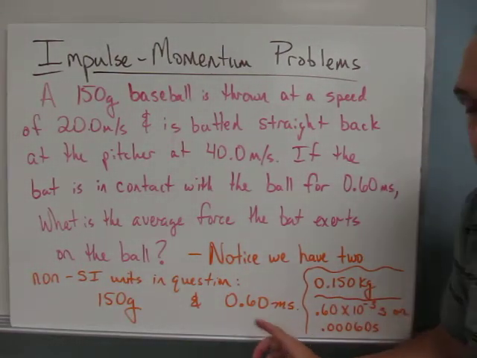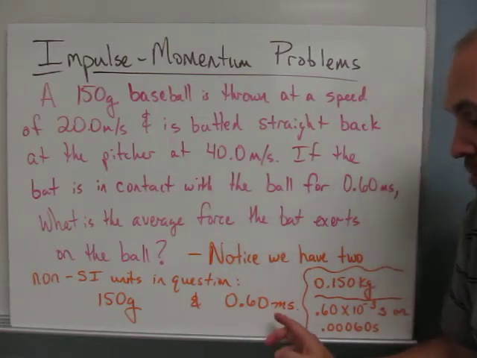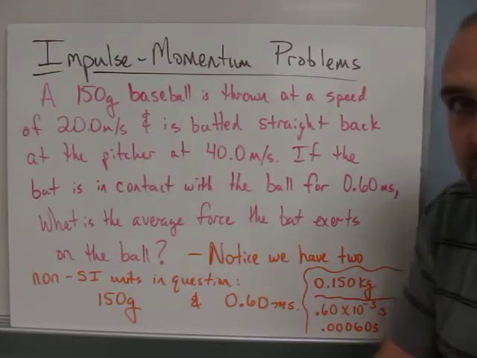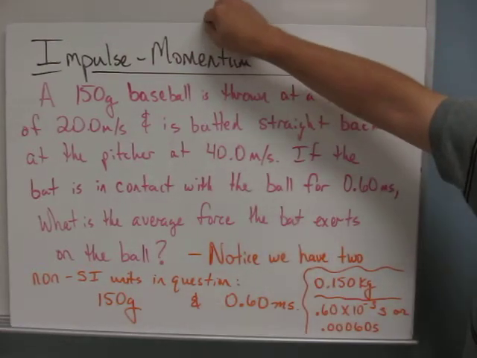And 0.60 milliseconds, remember milli is 10 to the minus 3. So that's 0.60 times 10 to the minus 3 seconds, or 0.00060 seconds. So it's a pretty short time. It's a little review for that.